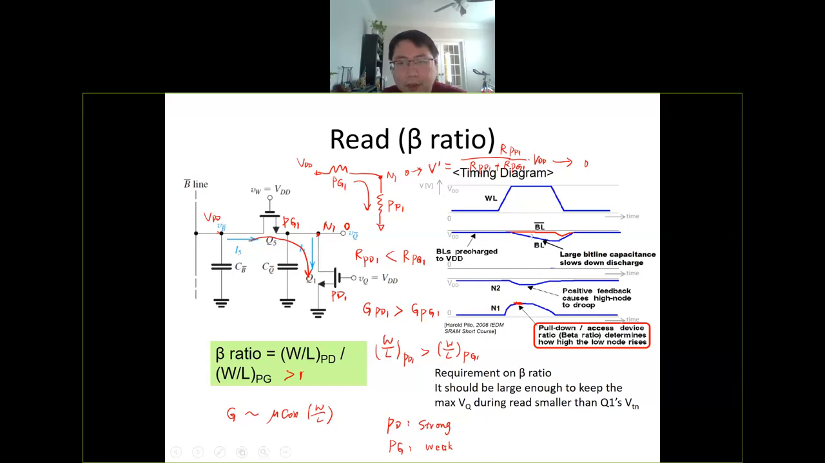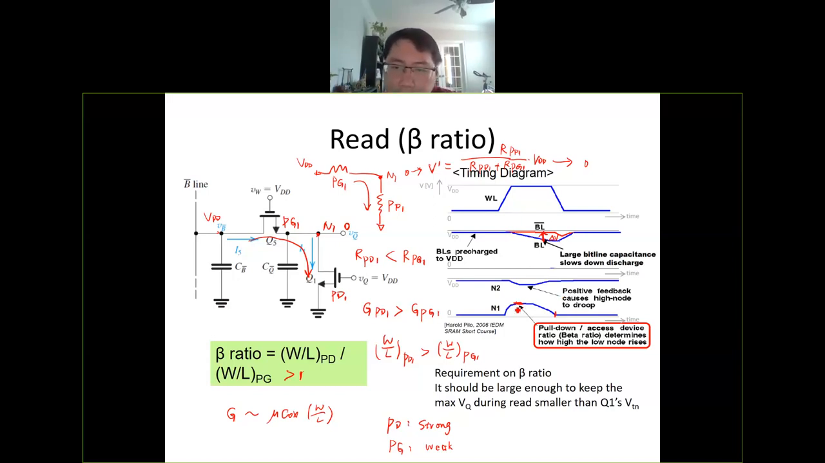And then the bitline will decay. So we have this delta V here. Once this delta V is large enough, we can sense it out. Then after we are done with the sensing, then we can turn off the word line. So after we turn off the word line, then we want this N1 to go back to 0 because you don't want to change the data after you read.